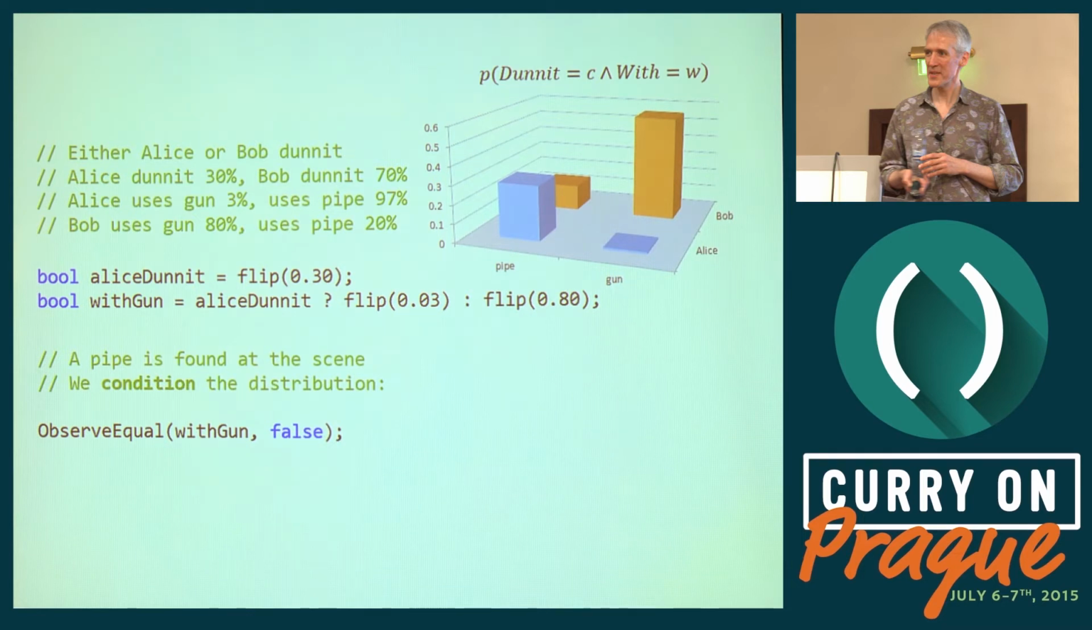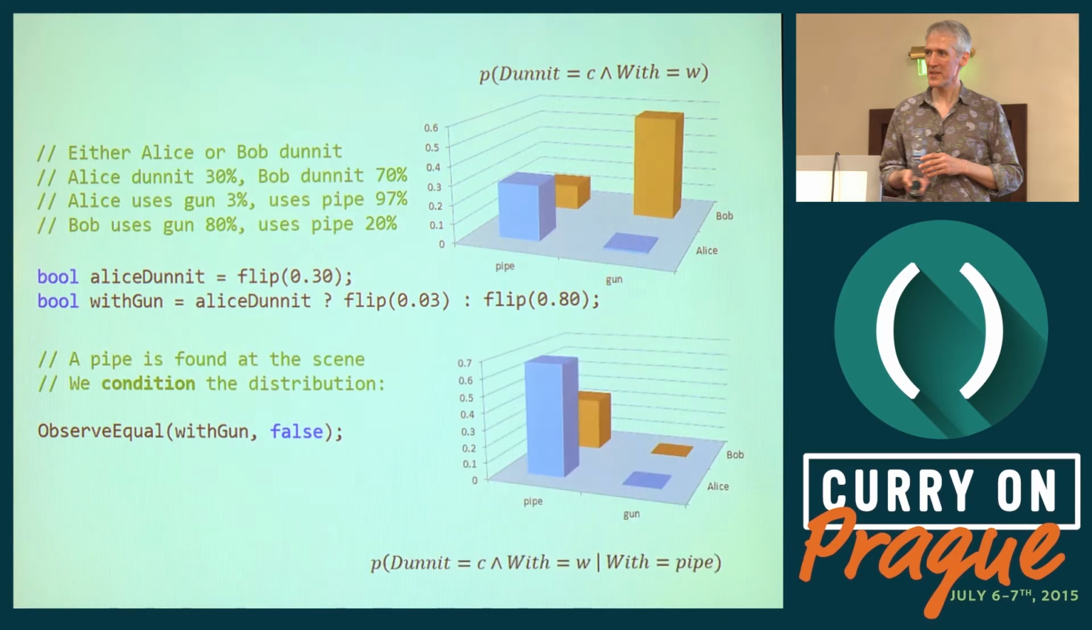They're incompatible with the data. So we're going to chop out those runs. In this case, we're going to chop out the situation where with gun is false. So we're going to chop out all the cases where it was the gun that was used. And so you get this sort of thing. Basically, I removed these possibilities and then renormalized. And now the situation is flipped around.